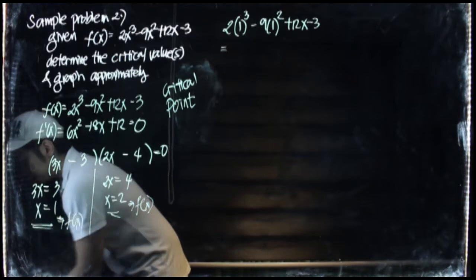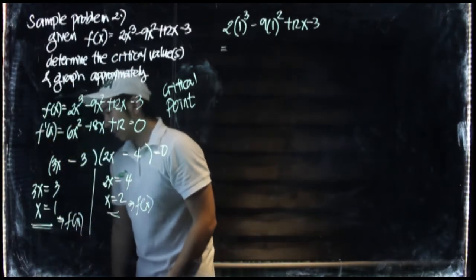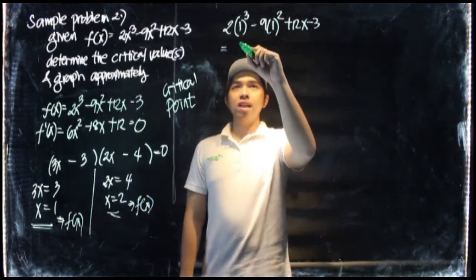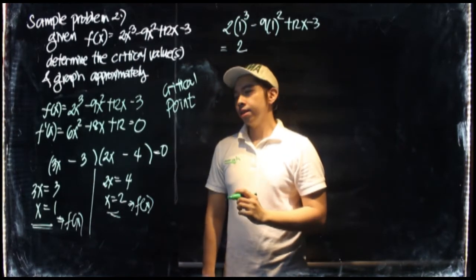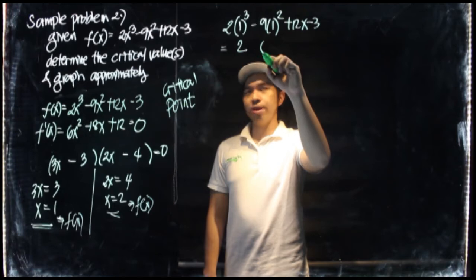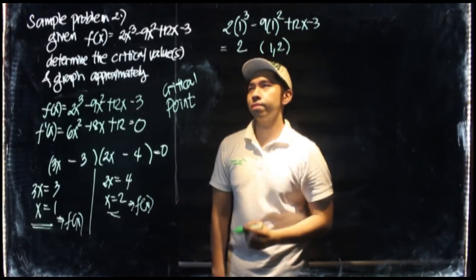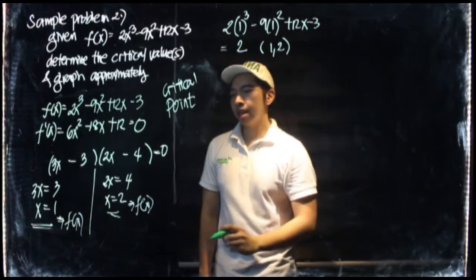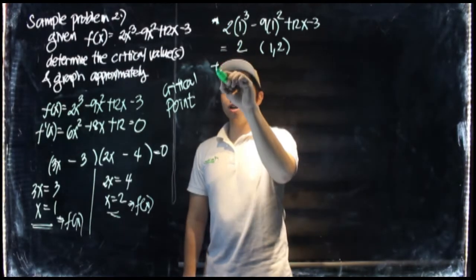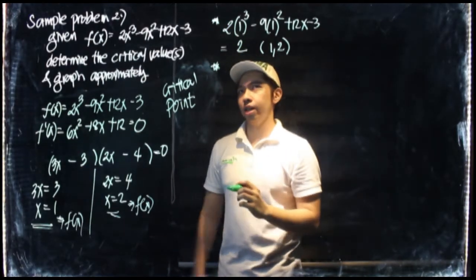I've already solved that previously, so that will lead us to the value of 2, or you can use a calculator to solve for that and verify it. So we have our first ordered pair, which is (1, 2). Let's determine later if that's the minimum point or the maximum point. Let's try to solve the other critical point.